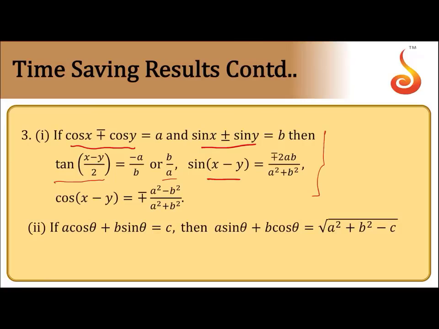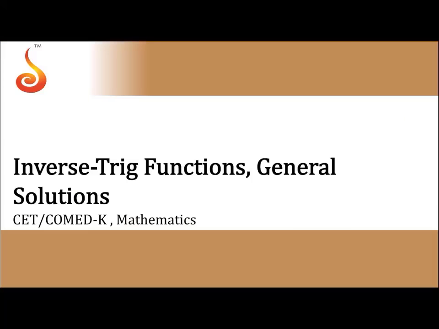Similarly, cos of x minus y is equal to plus or minus (a square minus b square) by (a square plus b square). But this one is the most important one. If a cos theta plus b sin theta is equal to c, then a sin theta minus b cos theta can be written as plus or minus root over a square plus b square minus c square. By squaring and simplifying, you will get the result here. So this is one more result which we remember.